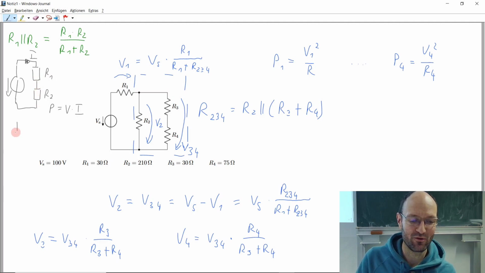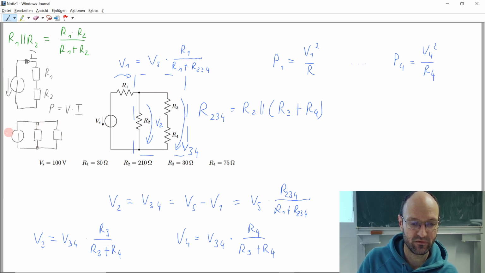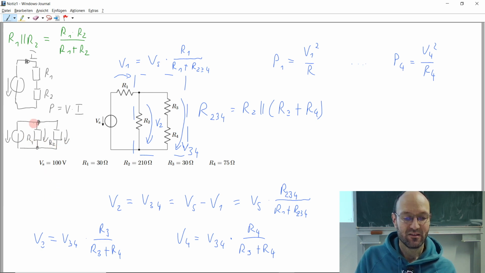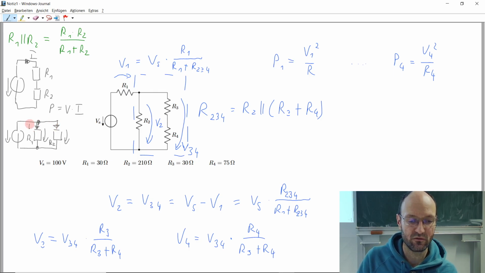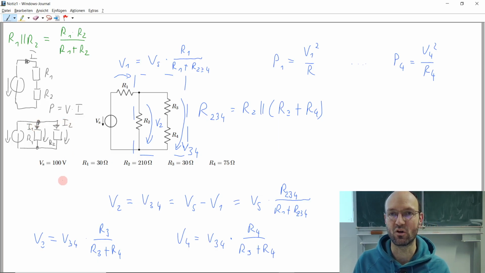So now think about, okay, now we have a parallel circuit of two resistors. And still we have a voltage source, and so now we have the same voltage here and the same voltage there, and once again we have two different resistors, R1 and R2. But now we have different currents through these resistors. So we have a current I1 and we have a current I2. So now what happens?